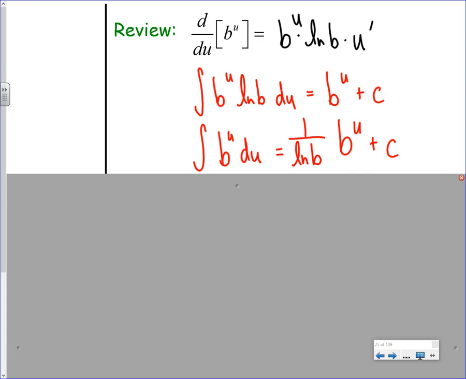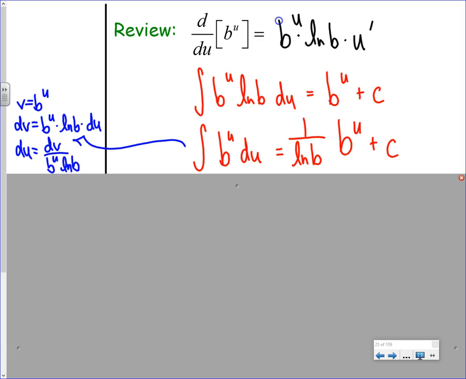We could even technically make b to the u our u. We'd have to call it like a v or something since we already are using u. We could make b to the u our v, if you want to see it this way. Then dv would equal b to the u times ln of b times u prime. Then we could have solved for du, and then we could have plugged and chugged.